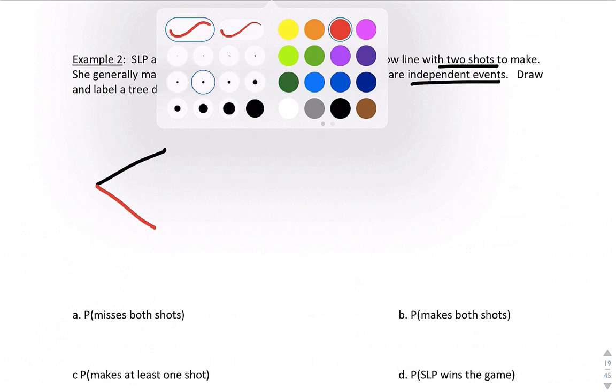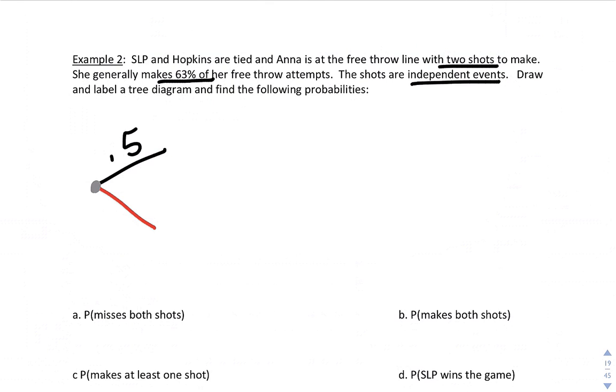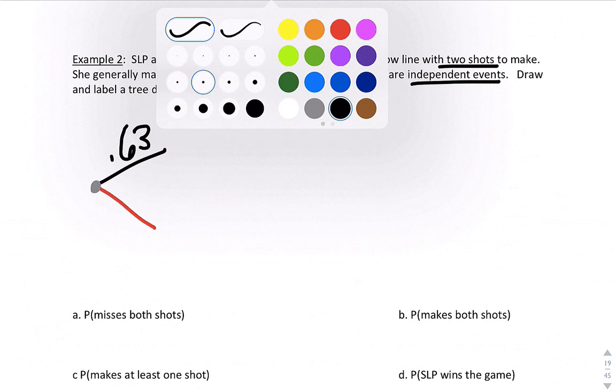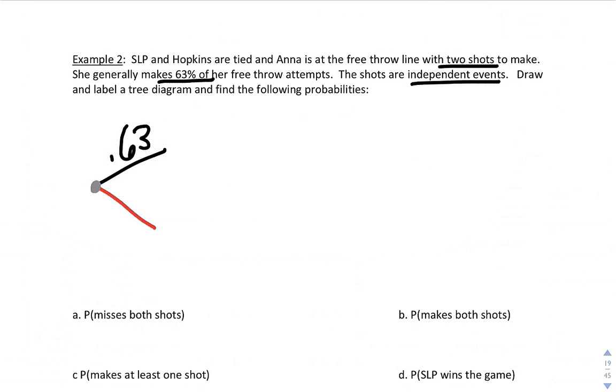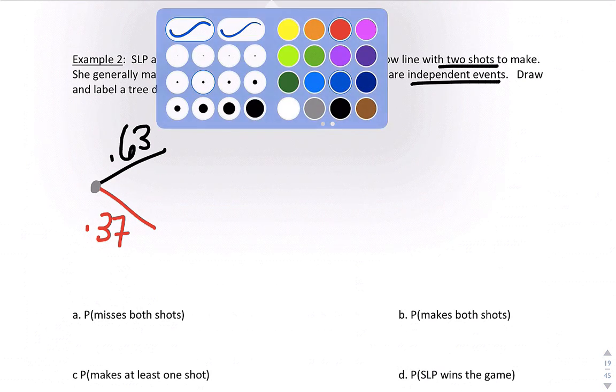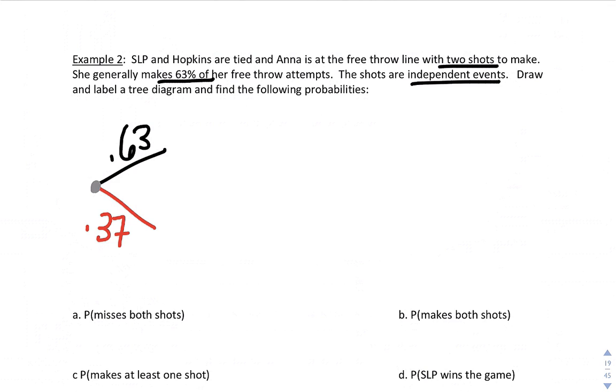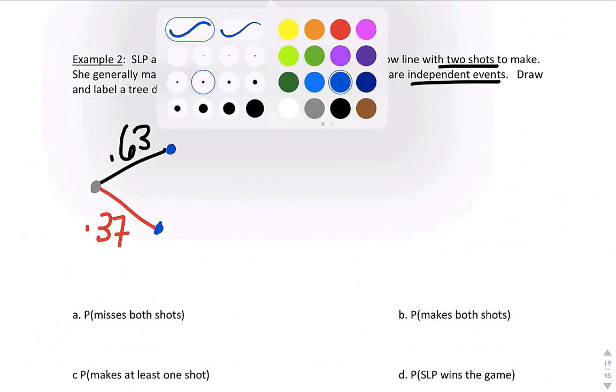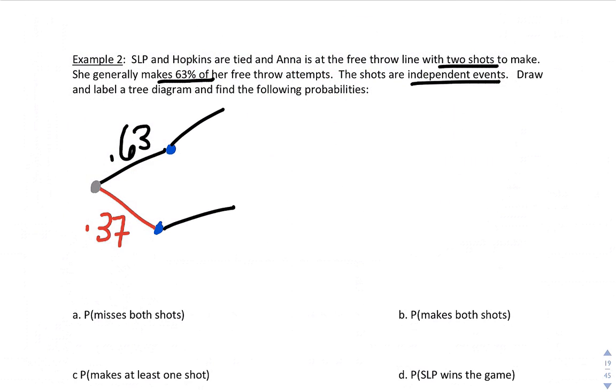So here's the first shot. She has a 50% chance of making it. No, not 50 in this case. It's 63% chance of making it. Let's change that. Okay, so 63% chance of making it. 100% minus 63%, so the complement, 1 minus 0.63. She has a 37% chance of missing it. She gets 2 shots. So here's her second shot. I'll do it in blue. For the second shot, she can either make it, again a 0.63 chance of making it, or she can miss it, and each of those is 0.37.